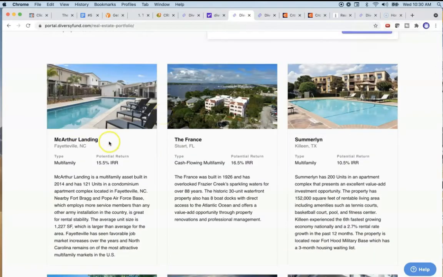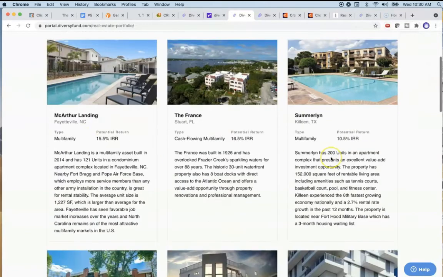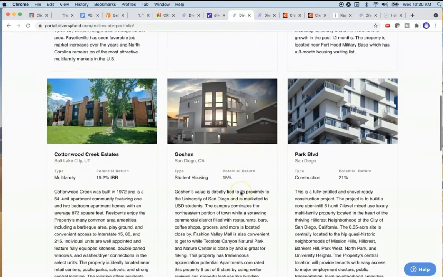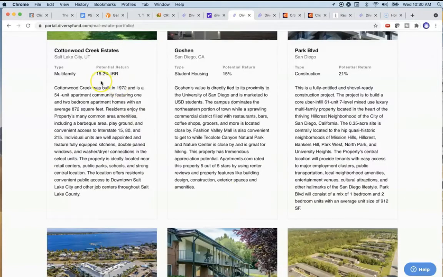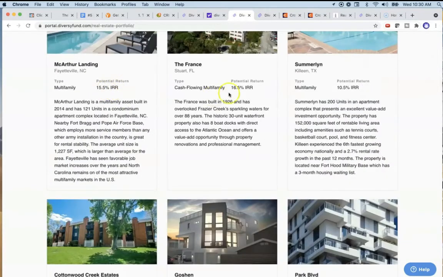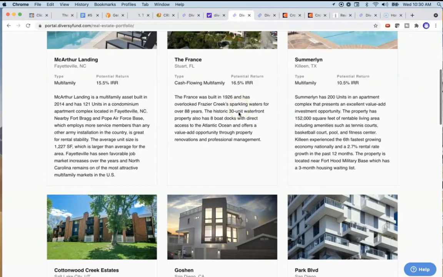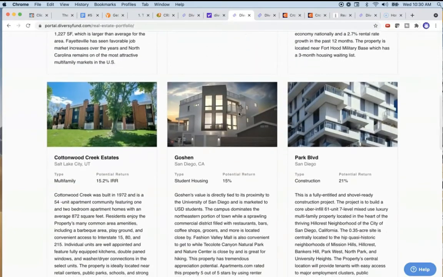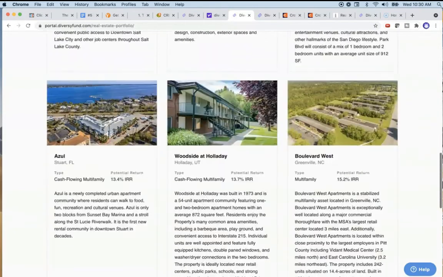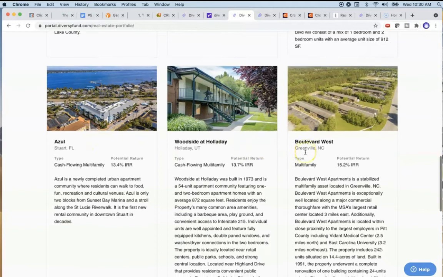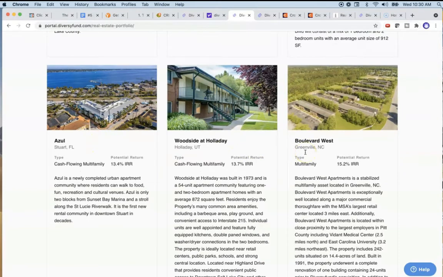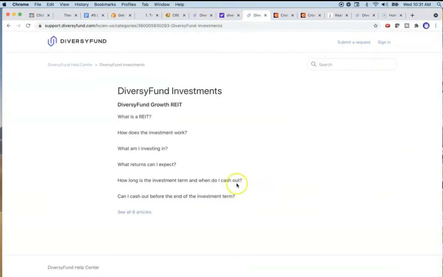Here are the properties that they have in their fund: North Carolina, Florida, Texas, California, Utah. What they're saying is a potential return of 15%, 16% IRR, which is your rate of return on your money. Historically, that's very in line with multifamily over 5 years or so. So they are all over the map as well, which is good news. They have a help center.